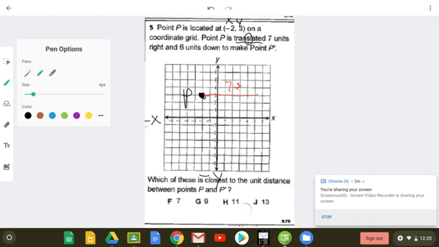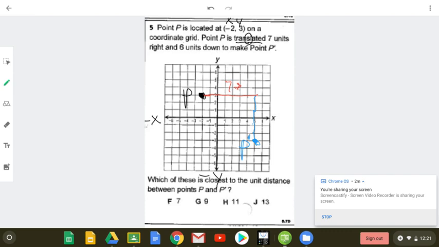And then it says I'm going to go 6 units down. Okay, 6 units down. So if I'm going to go down 1, 2, oops, sorry, a little sloppy of me. 1, 2, 3, 4, 5, 6. So that's where we're going to be hanging out. 1, 2, 3, 4, 5, and 6 will be located right here. So that's point P prime.